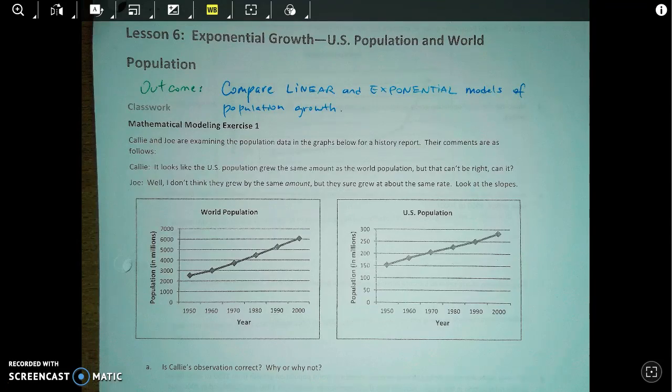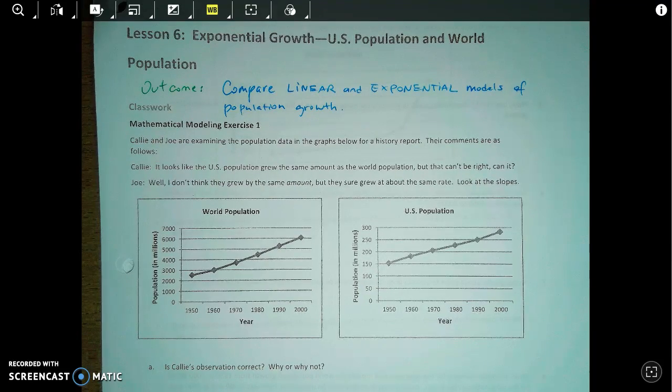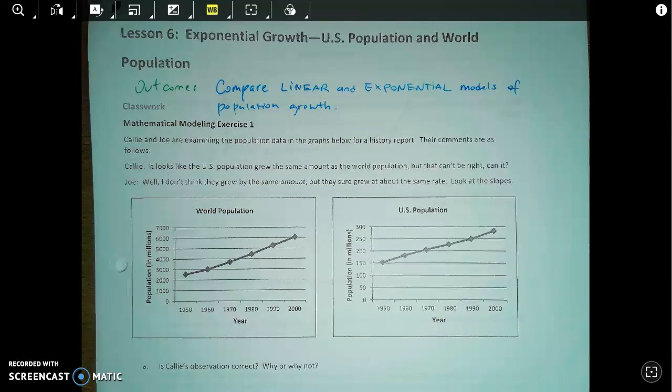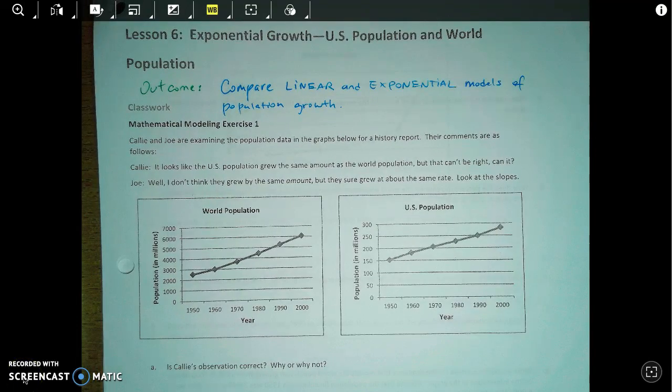So now going back to lesson 6, we're going to talk about exponential growth again, but we're comparing the linear and exponential models of population growth. So if we read exercise 1, we see that we have two graphs, the world population and the US population, and the graphs look almost identical. If you look at them, they almost look like they're the same graphs. So let's read along exercise 1.